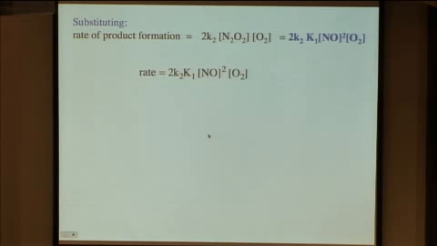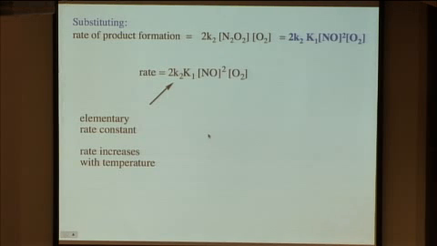So now let's think about the effect of temperature. K2 is an elementary rate constant, so if you increase the temperature, its rate will increase. So here again is our equation. The activation energy is always positive. There's always some barrier to overcome. So if you increase the temperature, you're always going to increase the elementary rate.